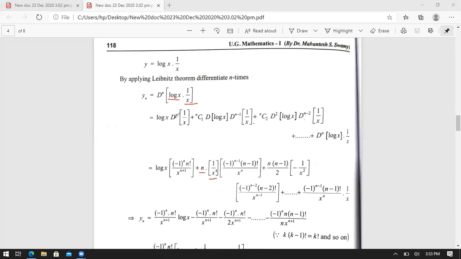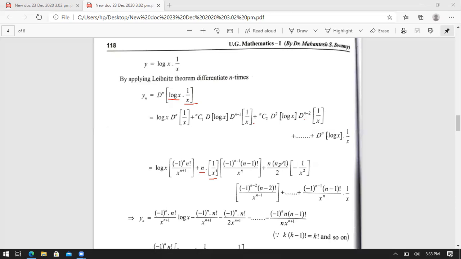Here d to the power of n, 1 by x is there. Then the previous term, d to the power of n minus 1 into 1 by x, means minus 1 to the power of n minus 1 into n minus 1 factorial divided by x to the power of n. That is the previous term, replacing n by n minus 1. Okay. Next, plus nC2.